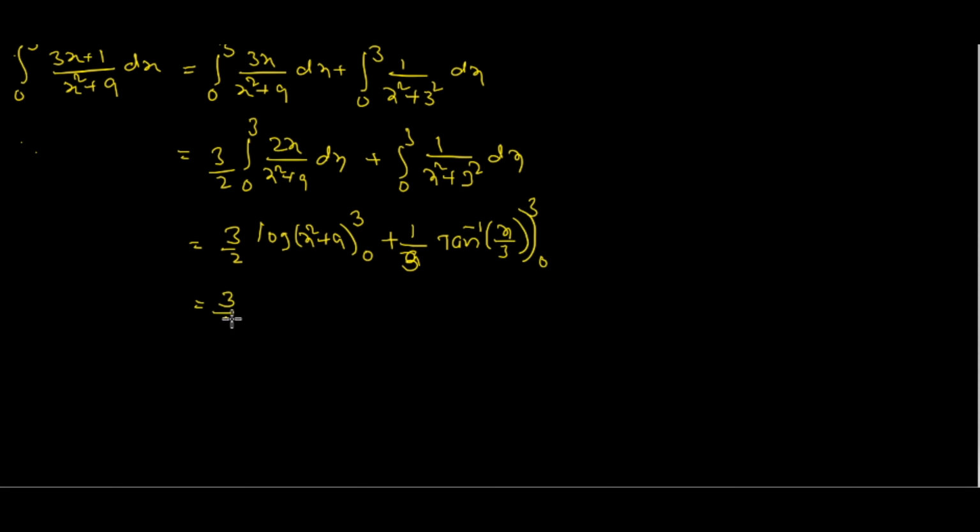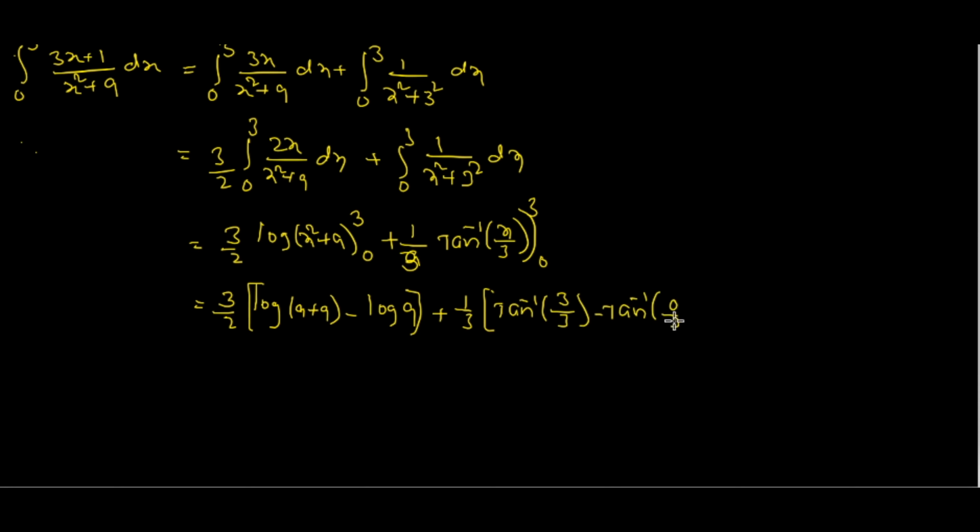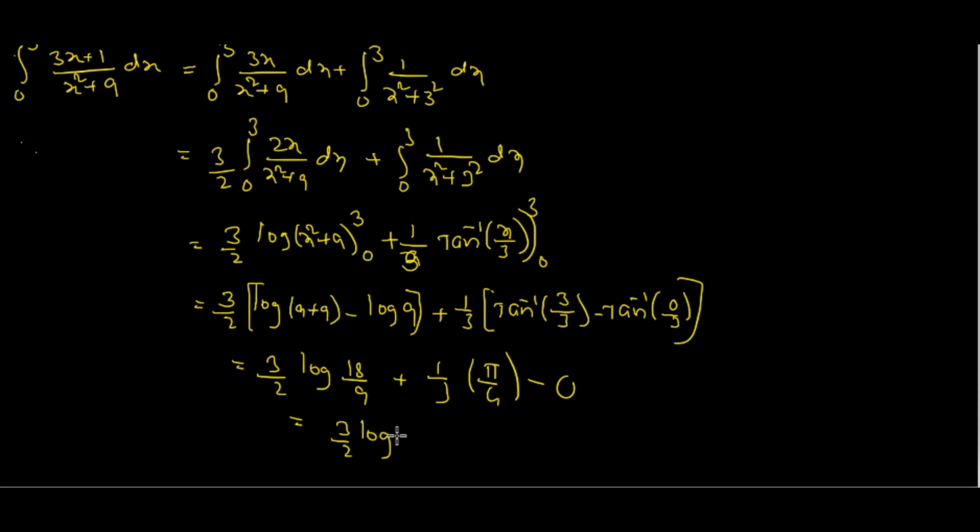That is equal to 3 by 2 into log of, substituting 3, x square plus 9, that is 3 square, that is 9 plus 9, minus log, substituting 0, 0 plus 9, plus 1 by 3 into tan inverse of x by 3, that is 3 by 3, minus tan inverse of 0 by 3. So log 9 plus 9, that is log 18. Log 18 minus log 9 is written as log 18 by 9, plus 1 by 3 into tan inverse 3 by 3, that is tan inverse 1 is pi by 4, minus tan inverse 0, that is 0. So that is equal to 3 by 2 log 2, since 18 by 9 is 2, plus pi by 3 into 4, 12. That is the answer.